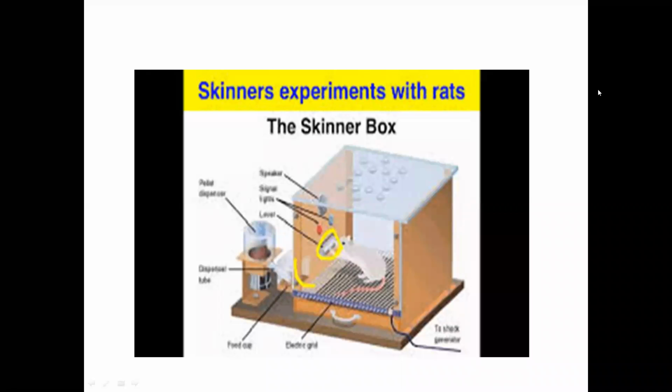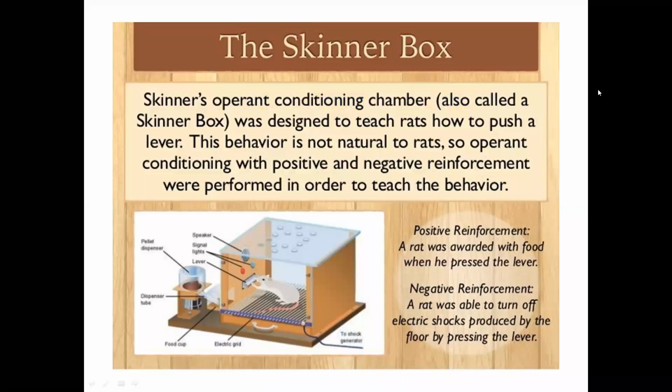Skinner experimented with rats and pigeons in specially designed boxes, which were known as the Skinner box. A hungry rat is placed inside the chamber, as you can see from this particular slide, which was built so that the rat could move inside but could not come out. In the chamber, there was a lever, and when this lever was pressed, the food pellet would drop on a plate close to the lever, as you can see from here.